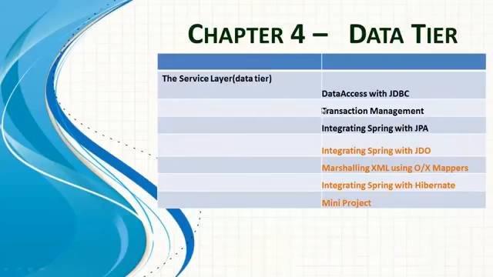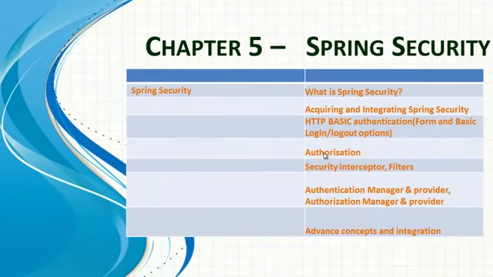In the web data tier, that is chapter 4, we'll talk about data access with JDBC, transaction management, and integrating Spring with JPA. These are the 3 topics that will be covered in level 1, and the rest of the 4 topics will be covered in level 2. So that's chapter 4. And chapter 5, which is entirely about Spring security, will be covered in level 2. This is not part of the level 1 Spring training.